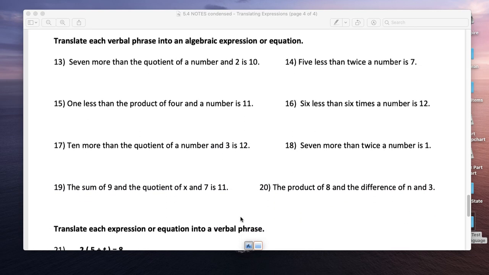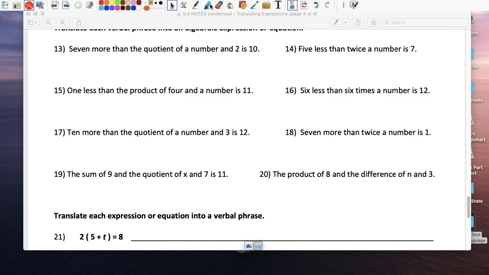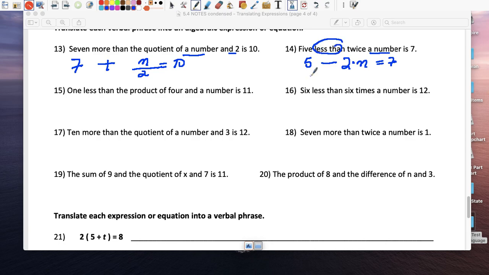So just a little bit more. Okay, so you should definitely try to do this by yourself. 7 more than, quotient means division of a number and 2 equals 10. So 7 more than the quotient of a number and 2 equals 10. 5 is 5, less than is minus. Twice means 2 times. What do we multiply 2 times? A number. Equals 7. But careful with the word less than, so we get 2n minus 5 equals 7.